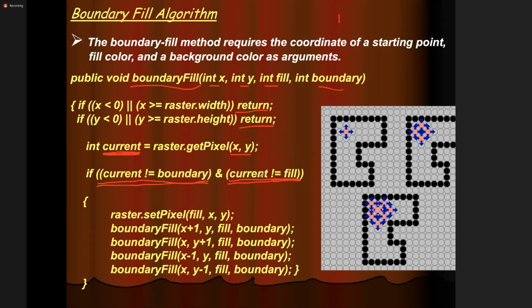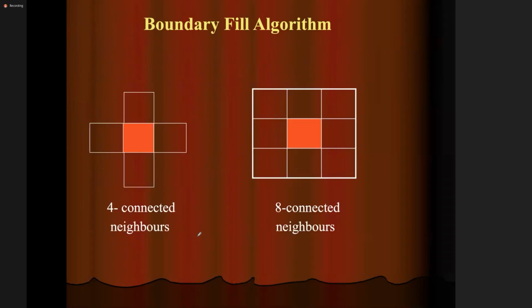If the current pixel color is not the filled color or current pixel is not a boundary color, then what we do is we fill that pixel here. We set that pixel with the fill color. We are not stopping there. Again, this boundary fill will be called to the four connected neighbors. Four connected neighbors means these neighbors.